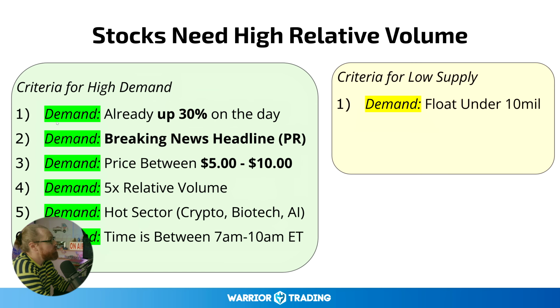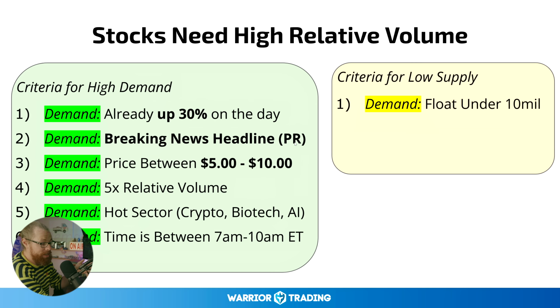So here are 6 criteria for high demand. Number 1, if the price is already up 30%, just the very fact that the price is up, it's going to pick up more attention. So more people are going to notice it, they're going to see it, and they're more likely to trade it. Number 2, a breaking news headline. That's the headline that gets everything started.